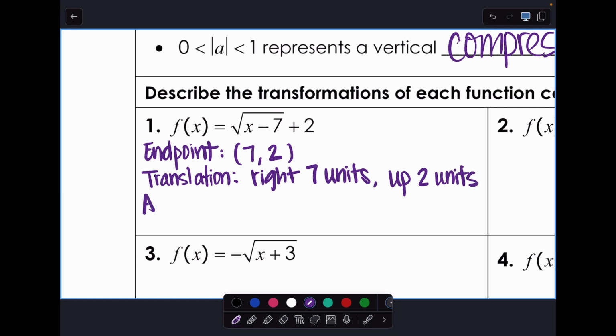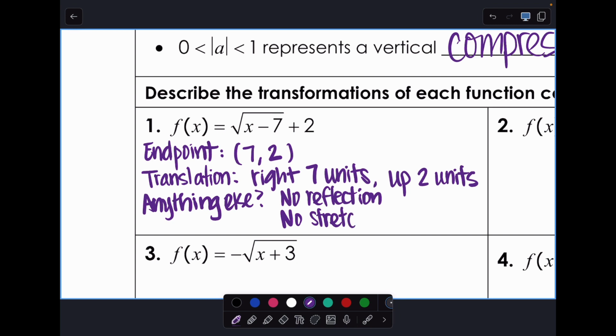And then anything else is going to be everything and anything about A. Is there a reflection at all? No reflection. And no stretch or compression. Agreed? And that's all I'm looking for. No complete sentences, just simple listing of what's happening with the graph. That's it.